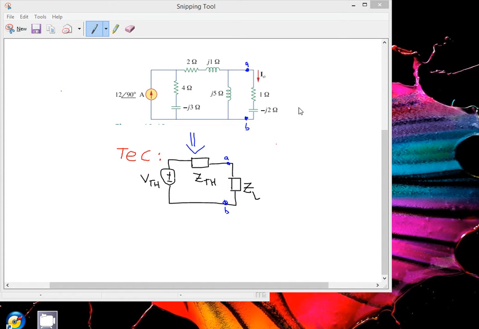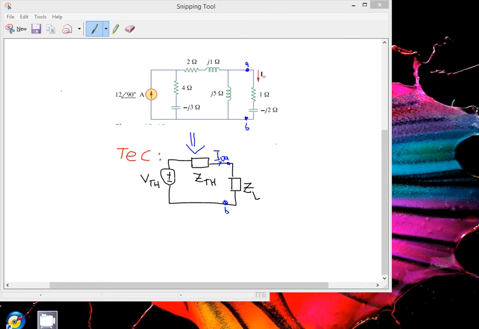is to transform the actual circuit into Thevenin's equivalent circuit, where you need to find out what is the VTH and ZTH. Then later on you can calculate what is I naught that flows through this load. So this is what you have to do for your lab. Okay, first thing you need to calculate what is ZTH and VTH.